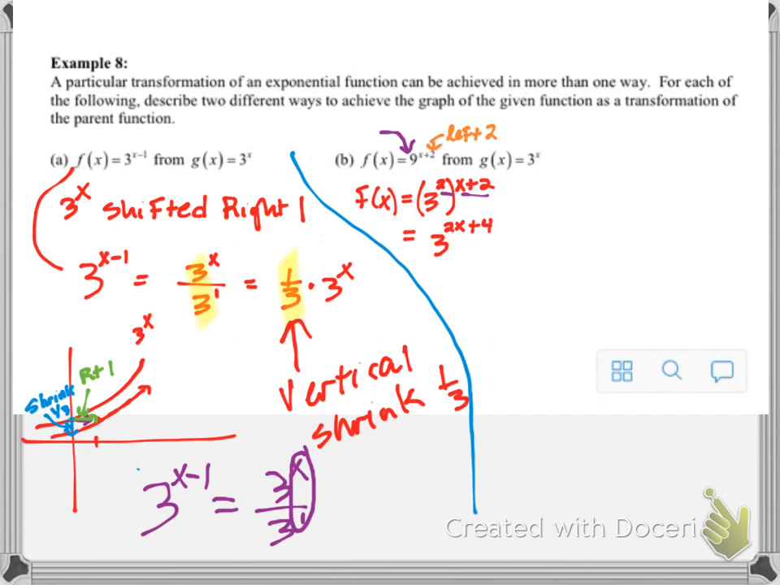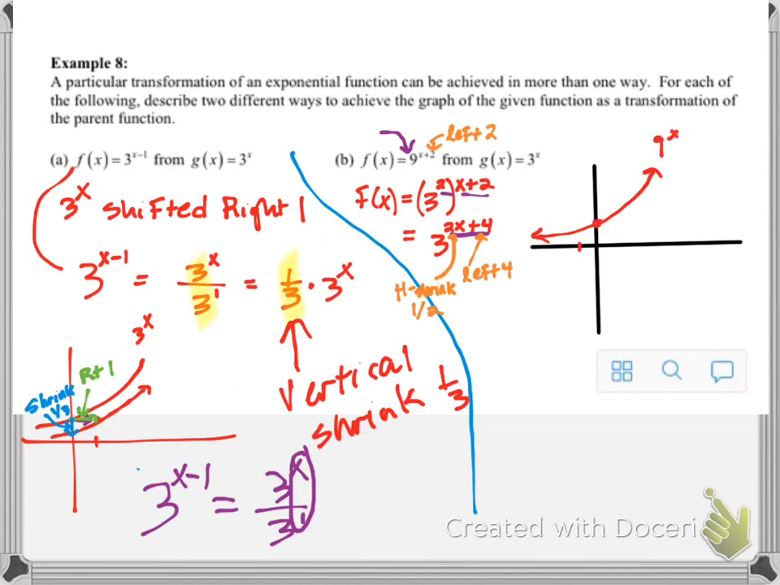Having rewritten it that way, that's the information we need for a transformation on 3 to the x. We can talk about this in detail. All right, we've got a left 4, and we've got a horizontal shrink of a half. Okay, so let's see how that plays out.